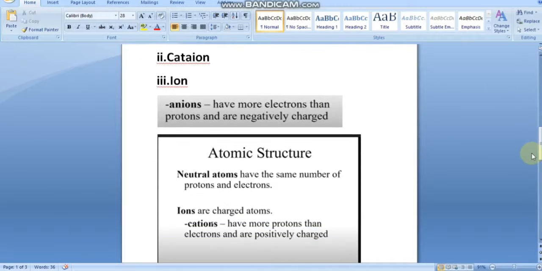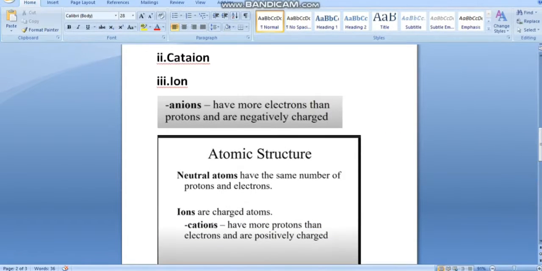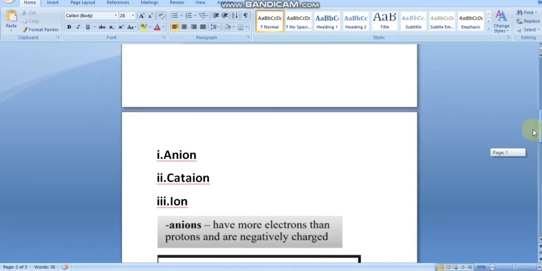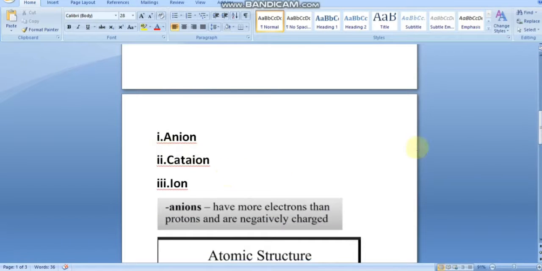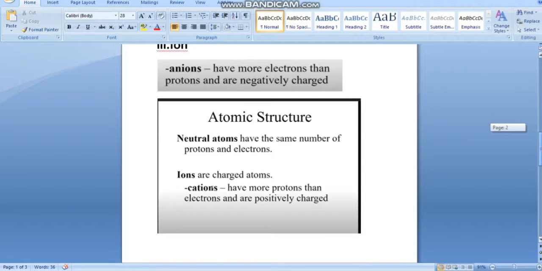Now here friends, you have to always remember that distribution of atom generally occurs through three forces, that is anion, cation and ion. First of all we will know what is anion. Anions have more electrons than protons and are negatively charged. Okay friends, remember this. Now the second is neutral atom, which has the same number of proton and electron. Now ions are charged atoms. Those atoms that are charged negatively are called ions in another word. Now cation means having more protons than electrons and are positively charged.